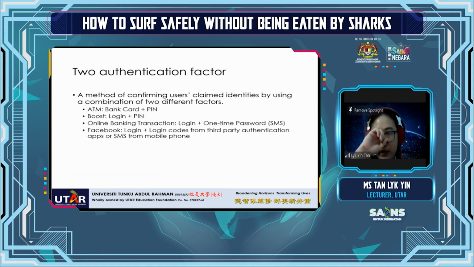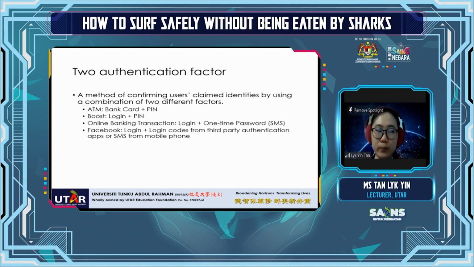Actually, companies, social media, or even YouTube, they have some mechanisms to help you secure your account. So don't be worried. The one frequently used by us is two-factor authentication. It is a method to confirm a user's claimed identity by using a combination of two different methods. For example, when we want to withdraw money, we have the ATM card. The ATM card is the first authentication, while the second authentication will be the PIN code.